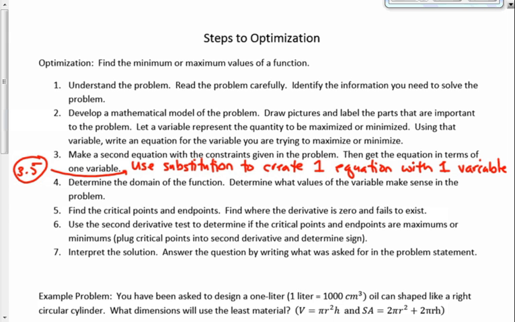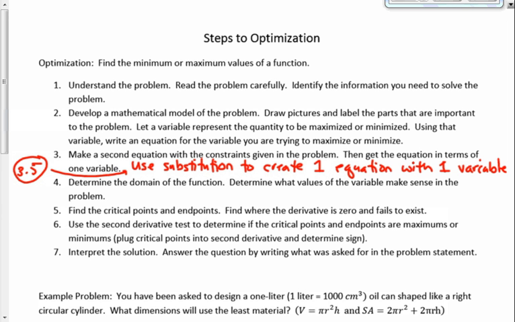So what I'd like for you to do now is pause the video and read 4 through 7. So pause the video now, please. Okay, so what we're going to do is using these steps, we're going to solve this example problem.